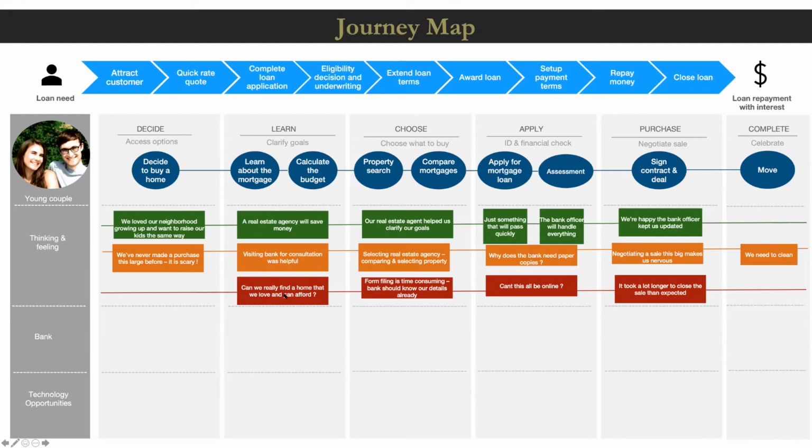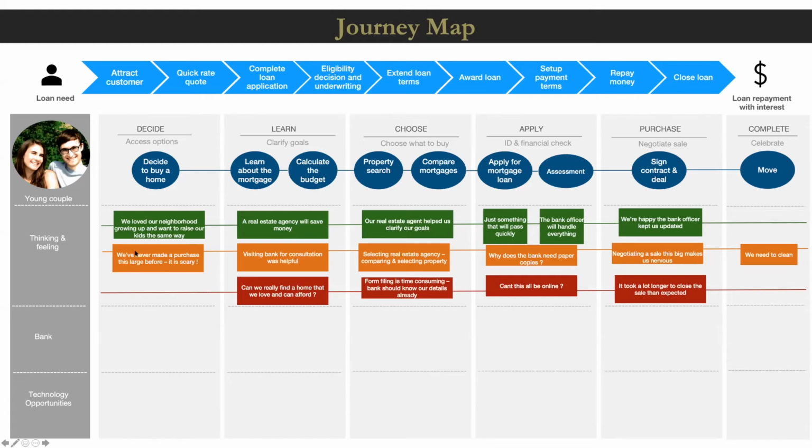Can we really find a home that we love and can afford? Right? That's a big question. Why would you want to move into something that you can't afford, or that you're not going to like that much? Form filling could be time consuming. Banks should probably already know your details. And they're trying to figure out why our neighborhood bank can't do this all online. It took a lot longer to close the sale than they expected, so they might have missed out on a particular rate code that they were looking at.